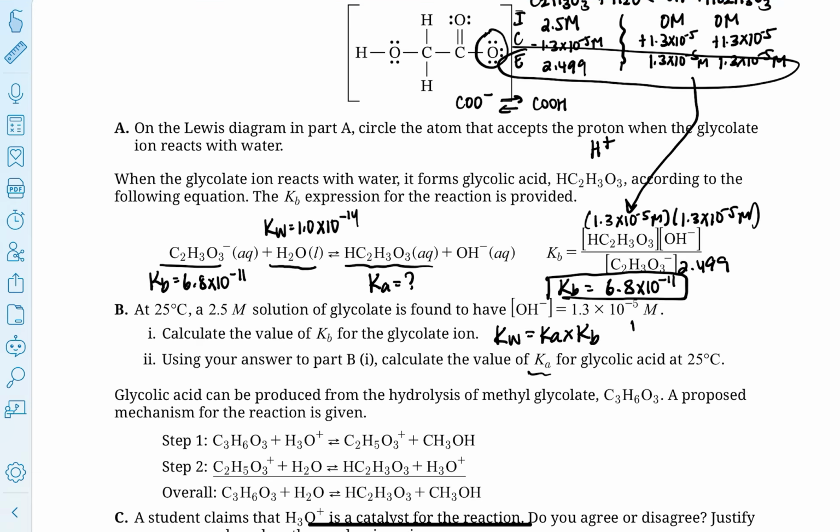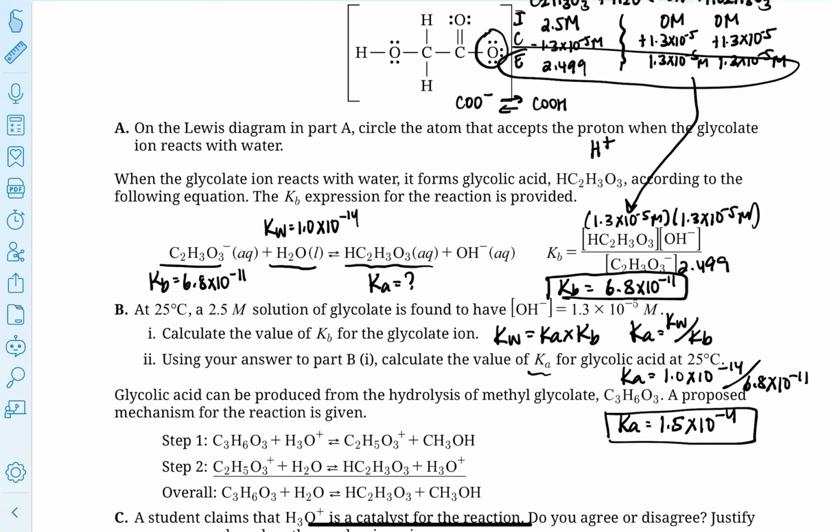So we can rearrange this. So Ka will equal Kw divided by Kb. Okay, so that will equal, Ka is 1.0 times 10 to the minus 14 divided by 6.8 times 10 to the minus 11. Ka, again, I'm going to round it to 2 sig digs. Hopefully this is right. It's 1.48 times 10 to the minus 4, but I'm going to round this to 1.5 times 10 to the negative 4. Okay, that's how I solved the Ka question.